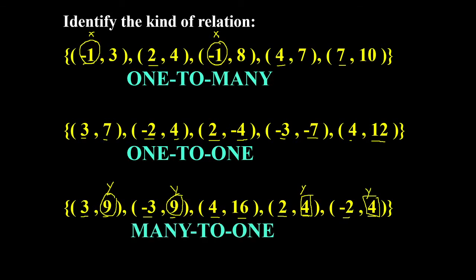So take note, let's go back on this. If the repetition occurs in the x coordinates, you call it 1 to many. No repetition, 1 to 1. If there is repetition in the y value, meaning the range, that's many to 1. Is that clear, class? Okay, let's continue.